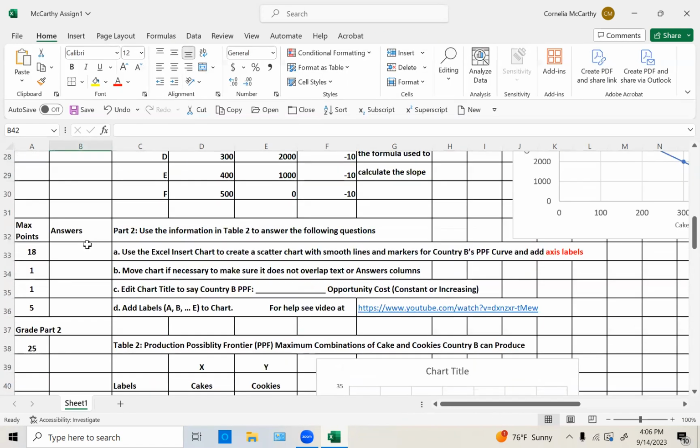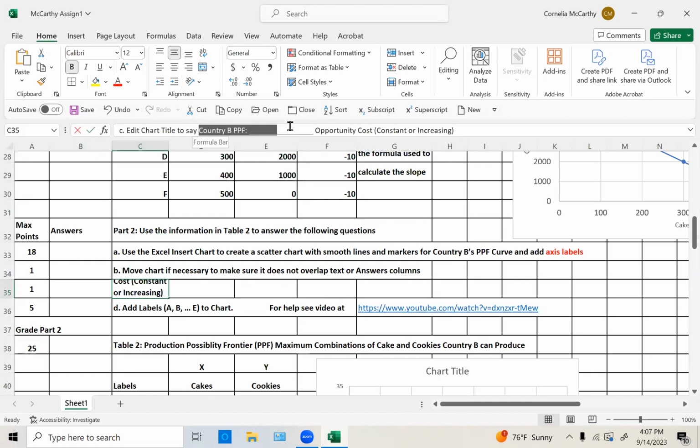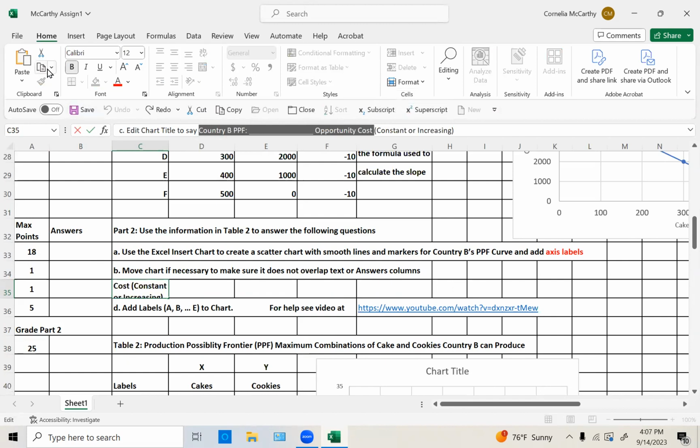If you move back up to the questions, we've done A and B. Now we need to enter the title. As I said in class, I like to cut and paste, so I'm going to go into the center of this question and copy country B, PPF with the blank and opportunity cost. Click on copy.